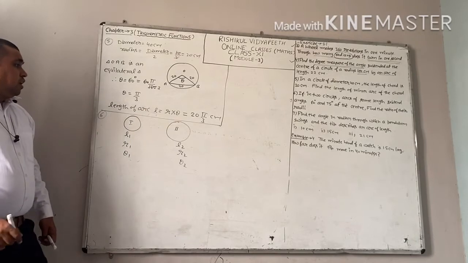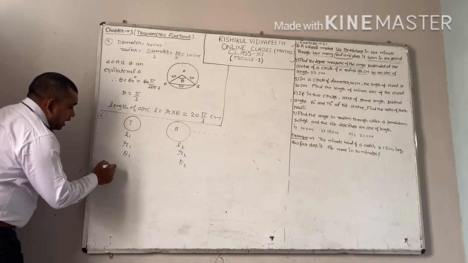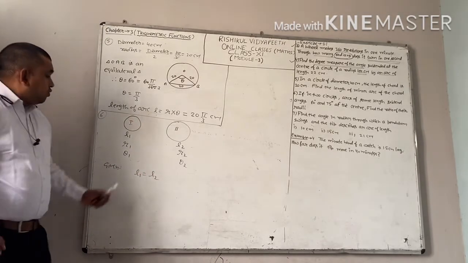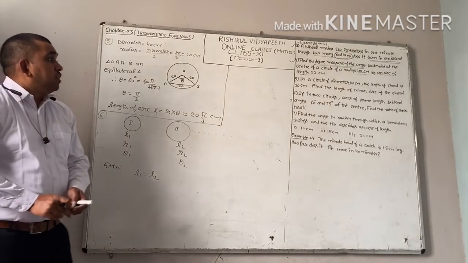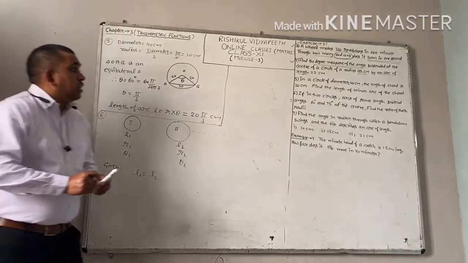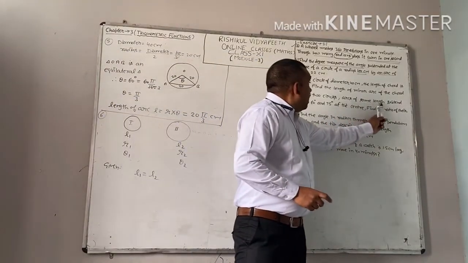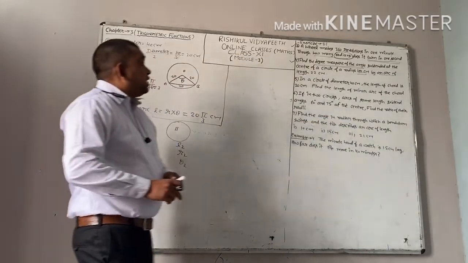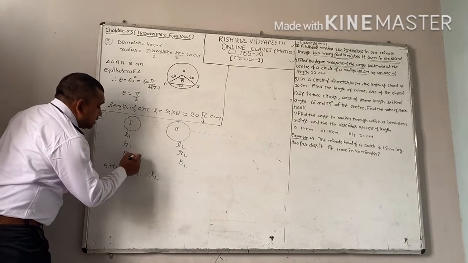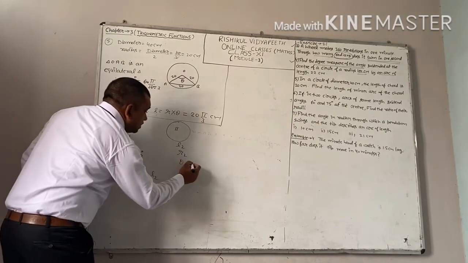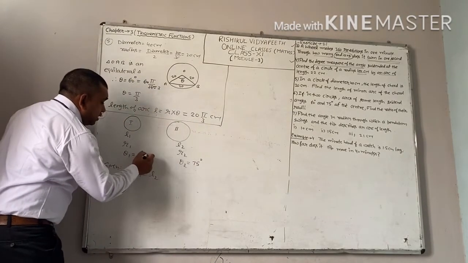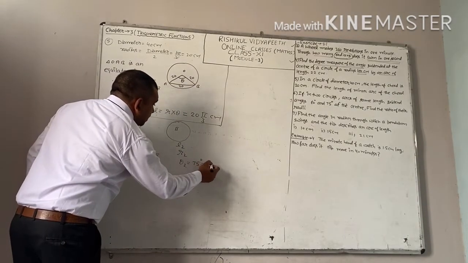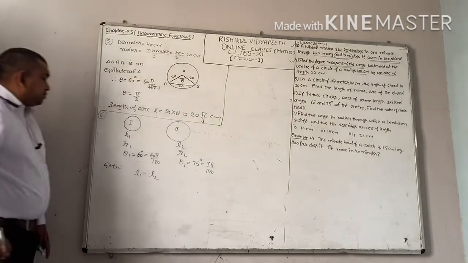Now what is given to you? L1 equal to L2. First of all, you will note down the things which are given to you. Here L1 equal to L2. One more thing is given. Arcs of same length subtend angles 60 degree and 75 degree. Convert it into radian. This is your 60 pi upon 180 and this is your 75 pi upon 180.